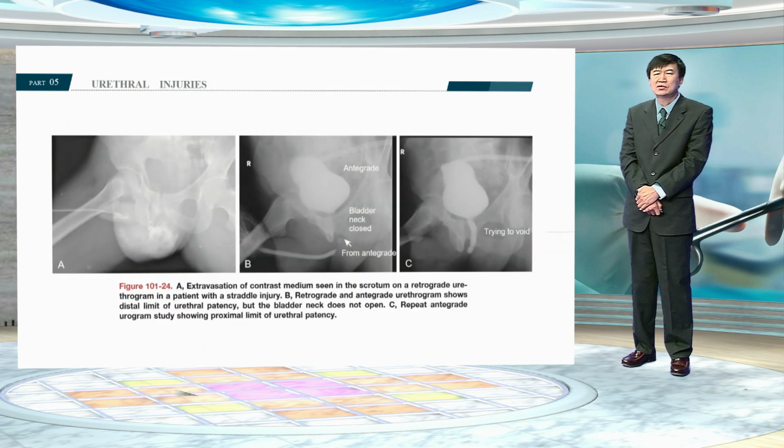In Figure A, extravasation of contrast medium is seen in the scrotum on a retrograde urethrogram in a patient with a straddle injury. In Figure B, retrograde and antegrade urethrogram shows the distal limit of urethral patency, but the bladder neck does not open. In Figure C, repeat antegrade urogram study shows the proximal limit of urethral patency.